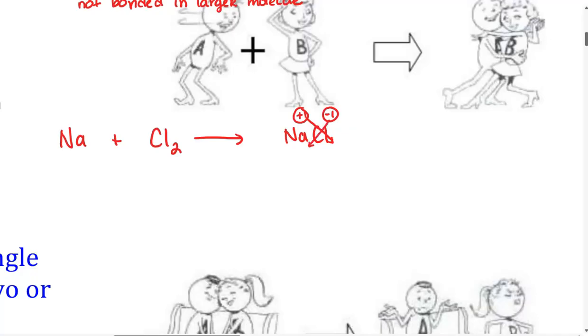Okay? So chlorine's charge, again, we're going to drop the negative, so it's just 1, it's going to come down behind the sodium. And our sodium charge, we're going to drop the charge, which is positive, and the 1 is going to come down behind chlorine. So we end up with sodium chloride.